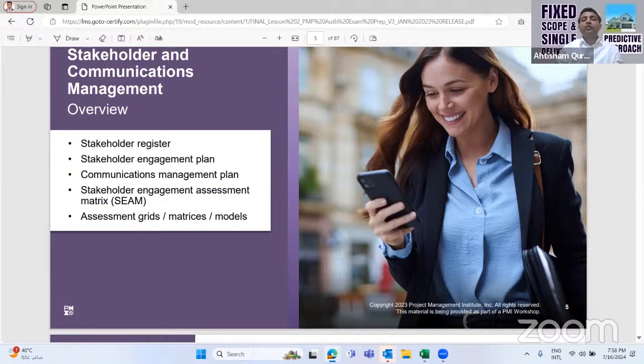In the communication management plan, we also need to take care of the preferences of the people, how they want us to communicate with them, right? Some people prefer written emails, some prefer verbal communication, some prefer formal communication, others informal communication. So we need to understand what the needs of the stakeholder are and how better we can communicate with them.